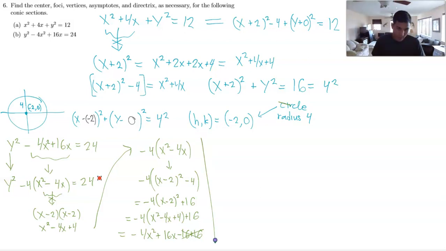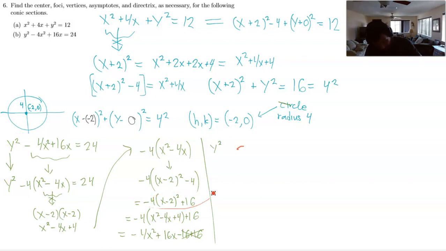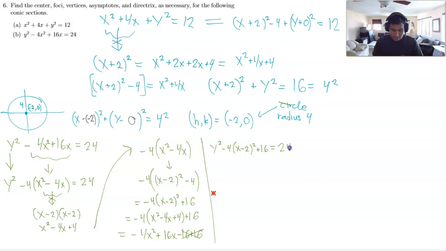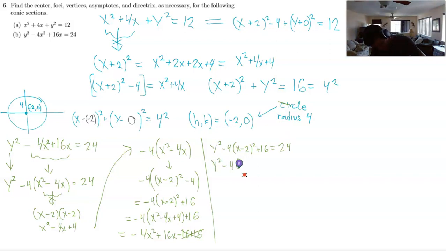Okay, so now that we know that this works, remember I said this guy works, and since that guy works, it's equal to this guy. But all we need to do is put the y squared back into this. So we get y squared, and then we're going to put this guy over here: -4 times x minus 2 squared, then plus 16, and this is equal to 24. Okay. So let's subtract the 16. We get y squared minus 4 times x minus 2 squared, and it's equal to 8.